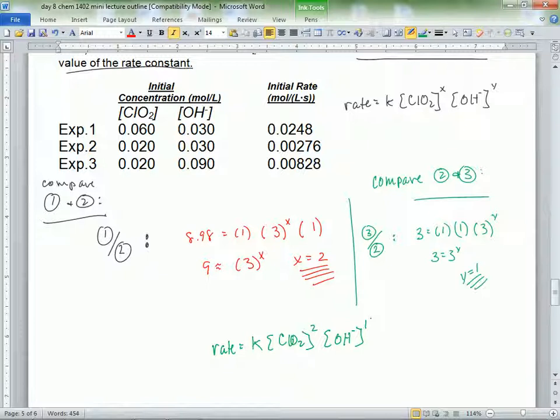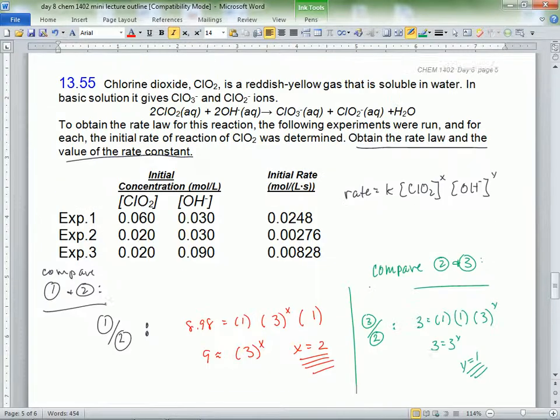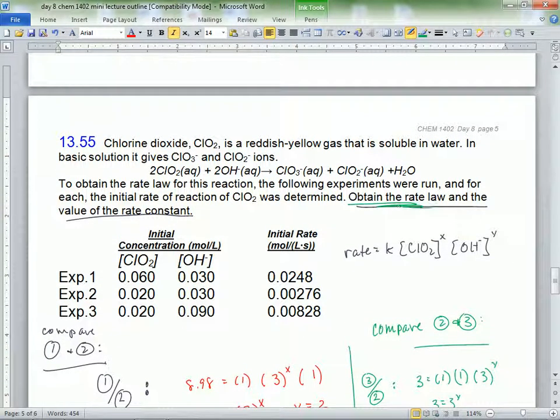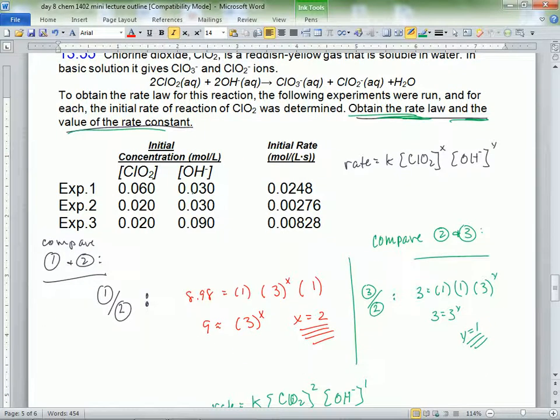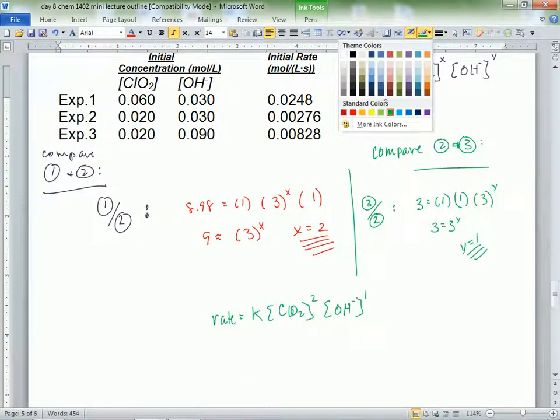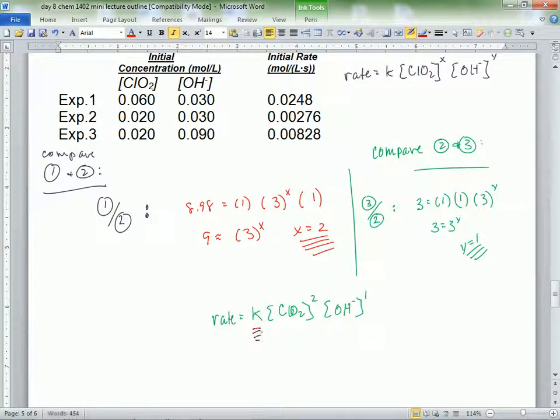Right? There it is. Now in the question though, Danielle, they said obtain the rate law and a value for the rate constant. Okay, so we need to find out what that K is. This is supposed to be ClO2. But we're supposed to find out what that K is. What was the K called again, Danielle? It's called the rate constant.